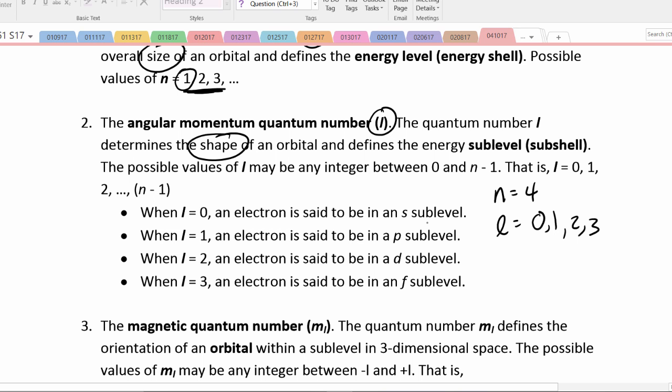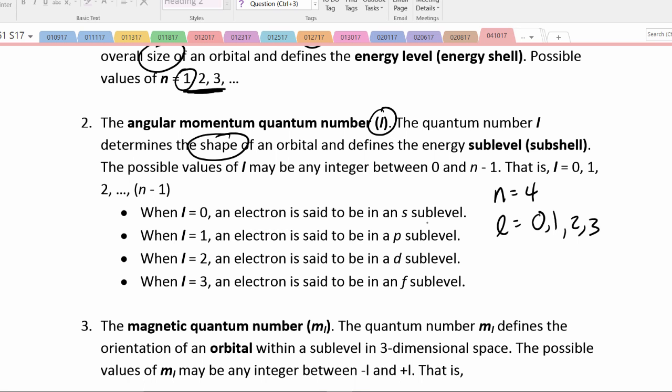So when L is equal to 0, they take on this shape right here. And when they take on this shape, we say that orbitals belong in an s sublevel. When L is equal to 1, they have this shape here, and we say that electrons are in a p sublevel. We often describe this as a dumbbell shape.